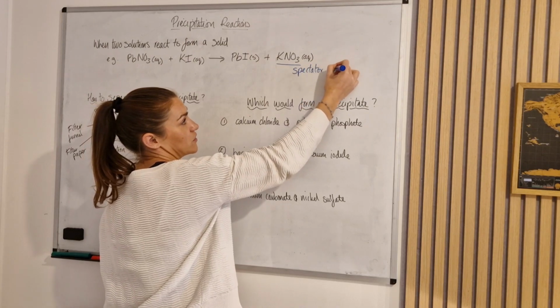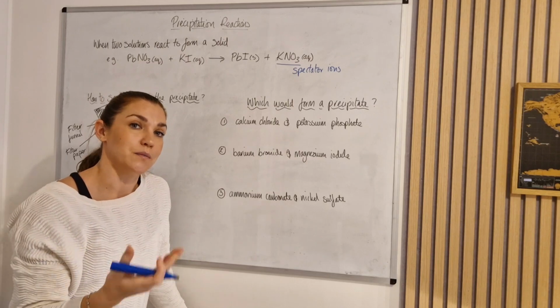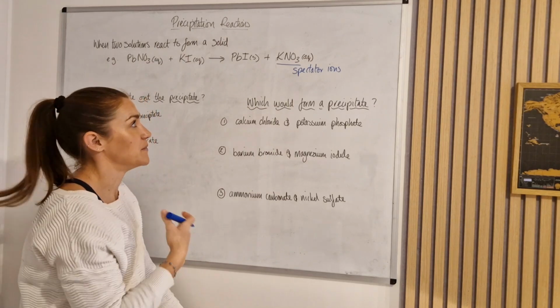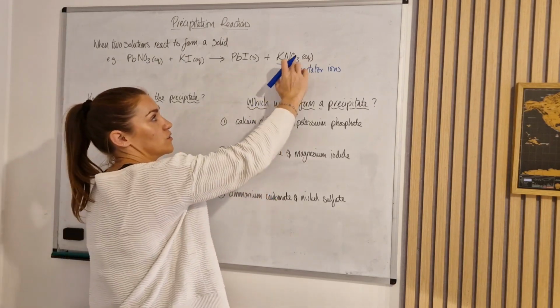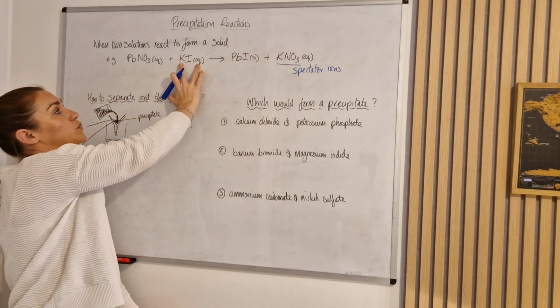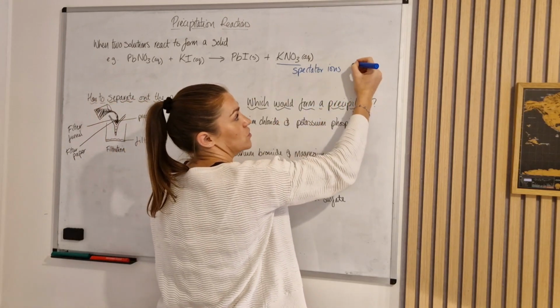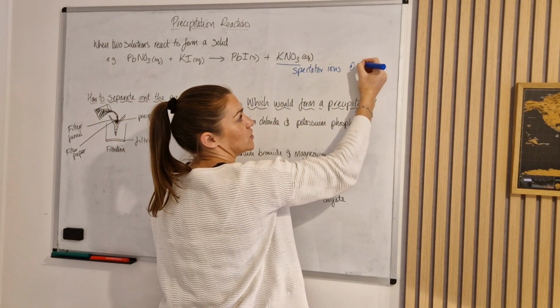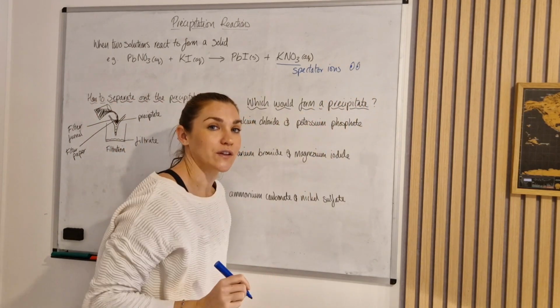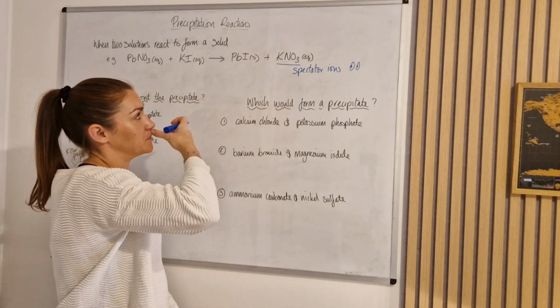So the spectator ions are the ions in the reaction that don't actually take part in the reaction. They stay the same the entire time. So the potassium and the nitrate are aqueous at the end, and they were also both in aqueous substances to start with. So the spectator ions do not take part in the reaction, they just watch, if you like, so they don't end up changing over the course of the reaction.